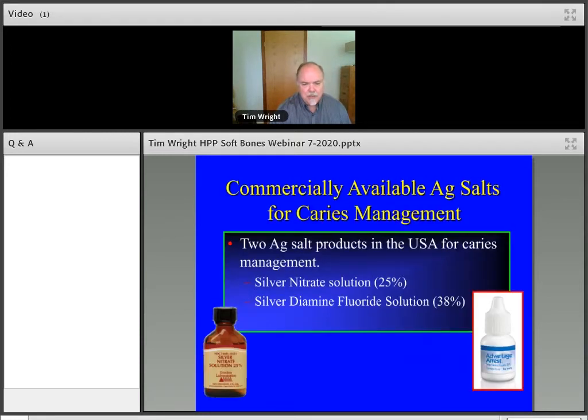So that's professional and more concentrated. These silver salts are on the market. Silver nitrate's been around forever. Silver diamine fluoride is the most concentrated fluoride that we have that you can paint on teeth, and it's used predominantly to stop a cavity. So if you have a cavity and it's started, you can put this on there and it'll stop it. Can be useful in adults.